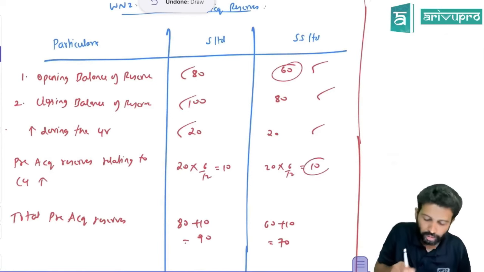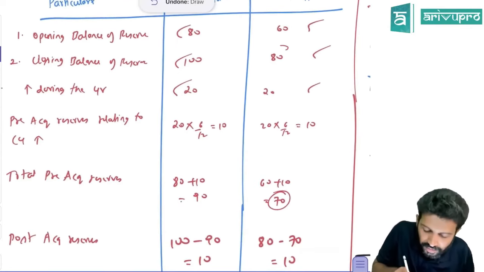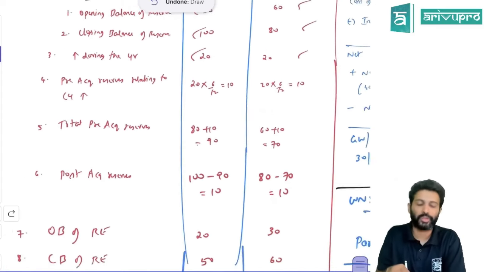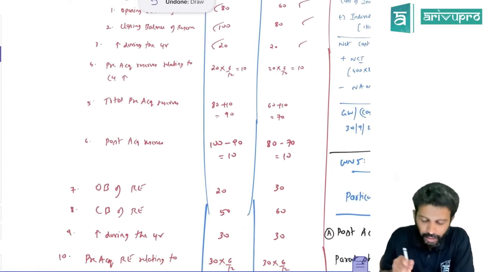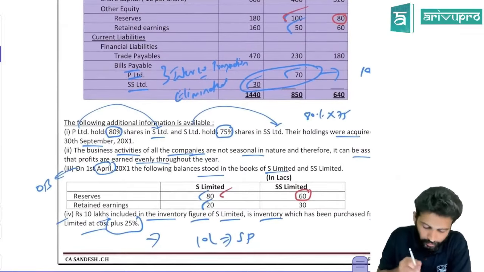So this is also pre. This is also pre. So total pre-acquisition reserve is how much? 70. The closing balance of reserve is 80. In 80, if 70 is pre, then obviously the balance 10 will be post-acquisition reserve. The same drama we have to do for retained earnings also. Same things. Now come to retained earnings.